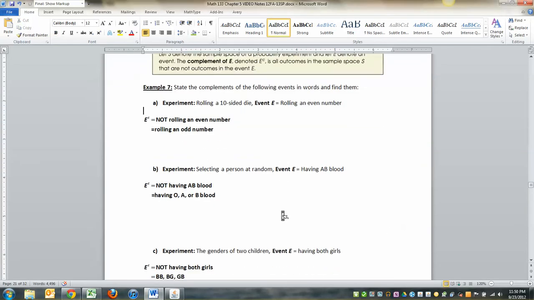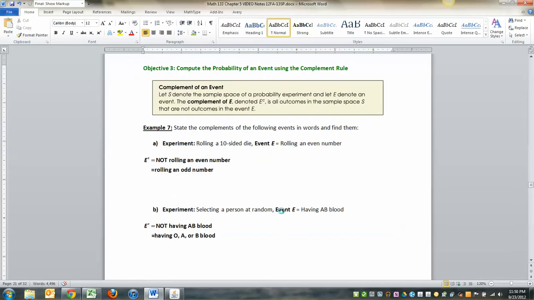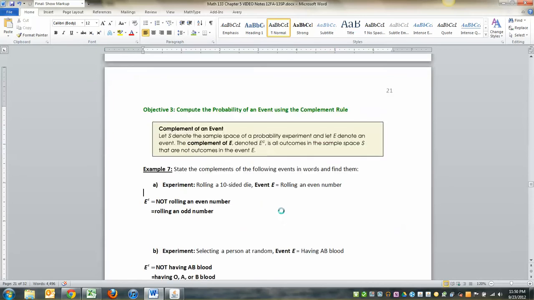All right, let's start the complement rule. I don't know if I'll finish it, but we'll see how it goes. So complement doesn't mean, hey, you're a nice event. No, it's not that kind of complement. It's complement with an E in it, right? So the complement of an event is all the outcomes in the sample space that are not in event E. So that would be E complement.